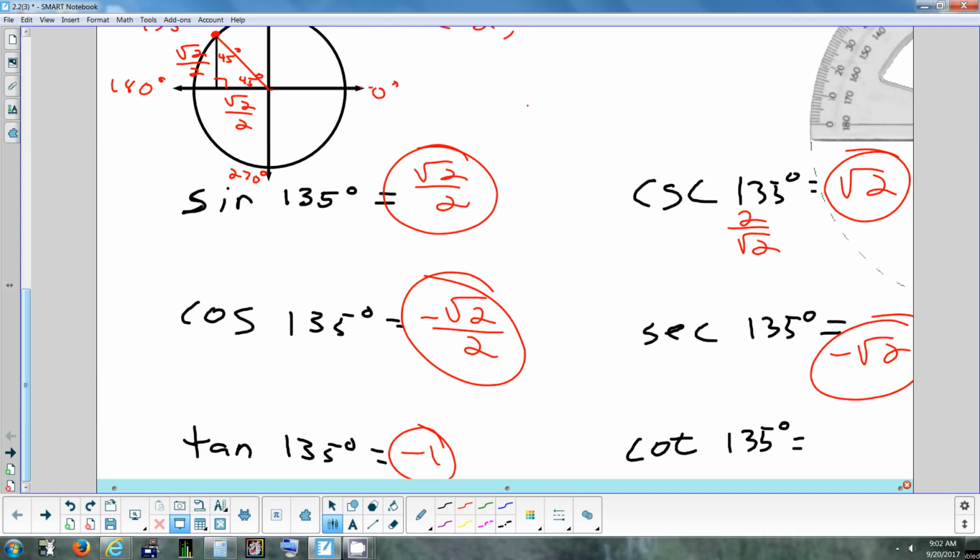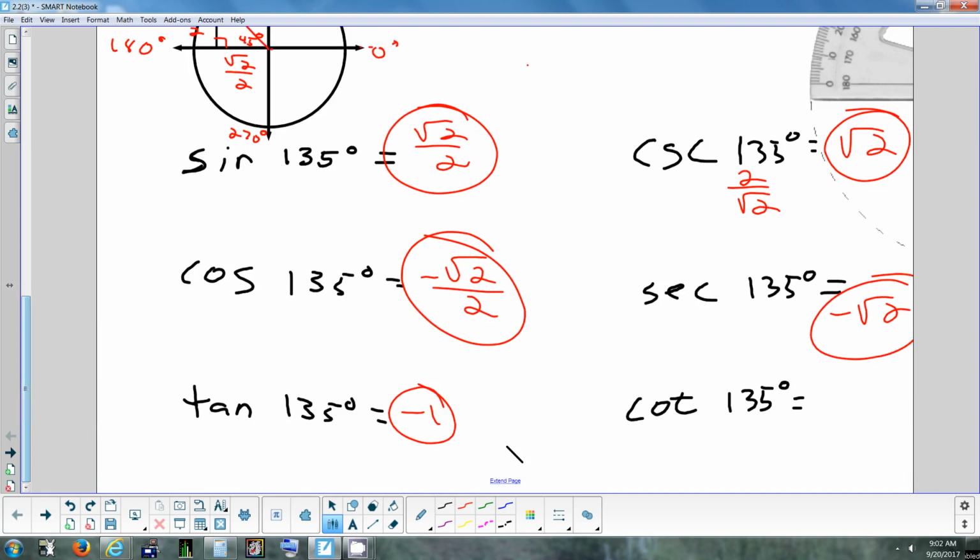And last one, the cotangent. How about Emily? Can you tell me cotangent of 135? Yeah, it's also negative 1. Okay, so any questions on the 6 trig functions for 135?